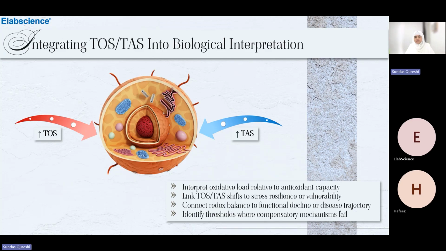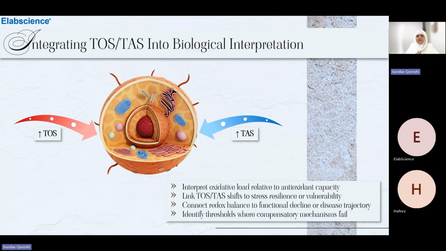TOS and TAS together tell us how a system is coping, not just what is happening at a molecular level. When the oxidant pressure rises faster than the antioxidant defenses, cells shift from adaptation to vulnerability. That transition point helps explain why some models show resilience while others progress towards dysfunction.